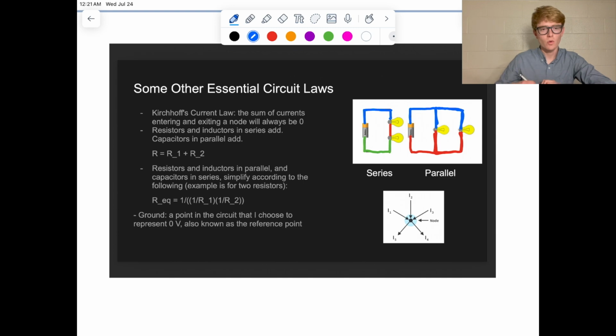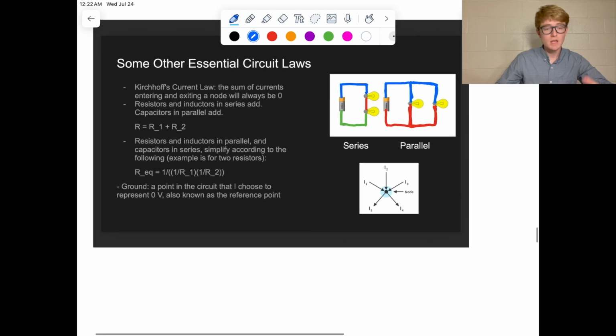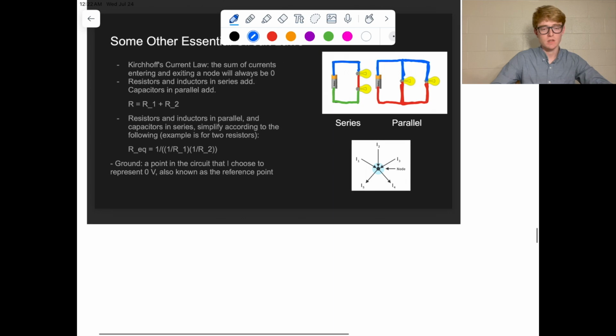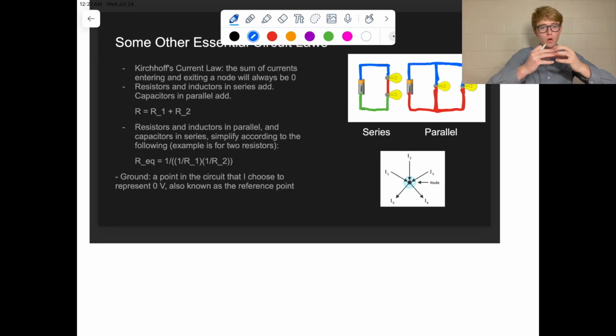Okay, so now that we've gone through all of our elements, let's talk briefly about some other essential circuit laws that we're definitely going to need to know to do our example problems here. The first one is KCL, or Kirchhoff's current law. Basically, the sum of currents coming into a node will be equal to the currents coming out of the node. You can see an example of that on the slide here.